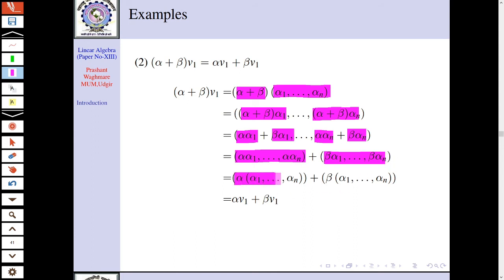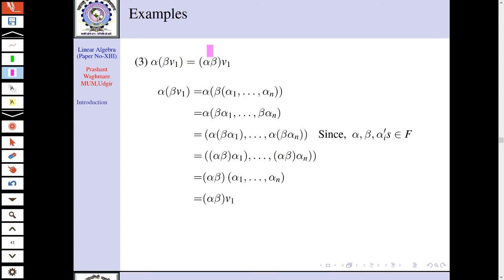So you can separate it out again, because this is a scalar multiplication by alpha to alpha 1, alpha 2, ... alpha n. This is again scalar multiplication by beta to alpha 1, alpha 2, ... alpha n. So what I will get finally is alpha v1 plus beta v1. That is the second axiom.